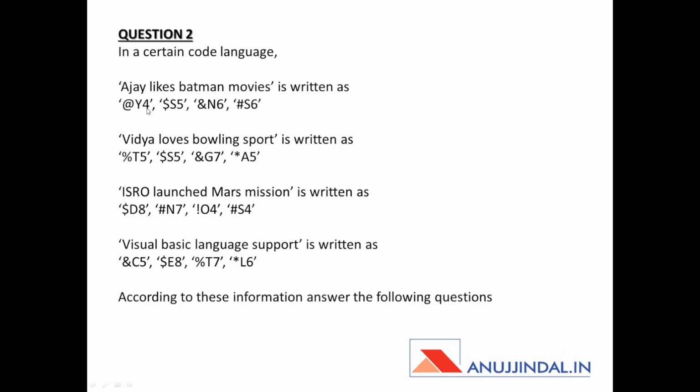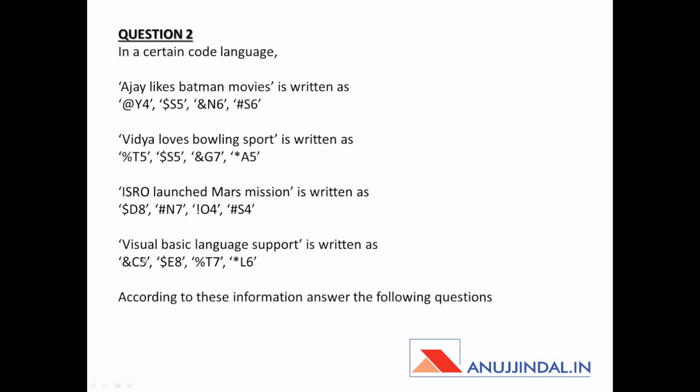And the third condition was that the last element is the number that represents the number of letters in that word. So here the last element is 4 and it represents the number of letters present in the word. In Ajay, 4 letters are there. So we are sure that @y4 stands for Ajay. So now we can also tell that @ stands for A.